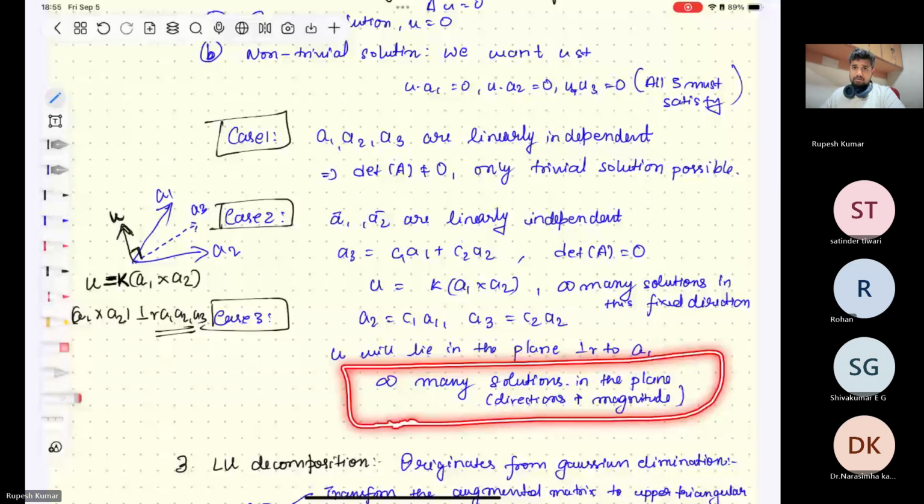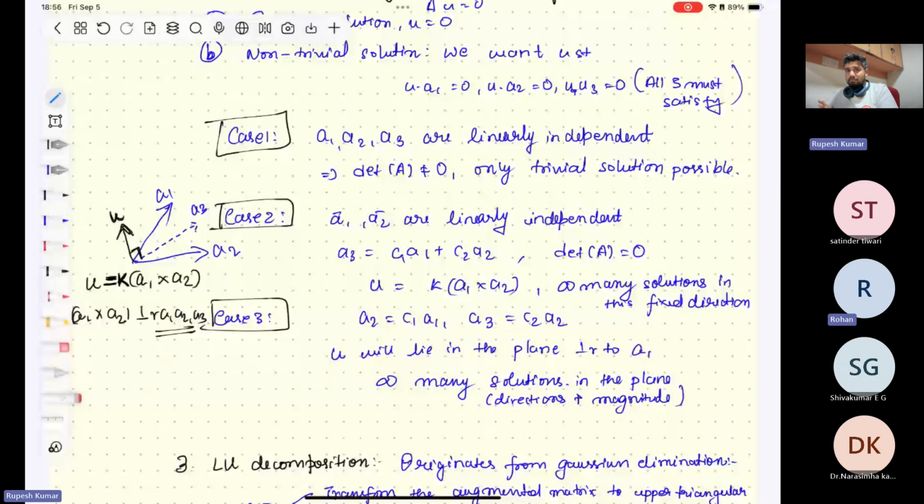So basically, what I am trying to say by magnitude is the scaling factor along that vector direction, right? So let's say you have a YZ plane, and all the three column vectors lie along the x-axis, right? In this YZ plane, you can have infinitely many directions of that vector, right? And along each direction, you can have an infinite amount of scaling, right?